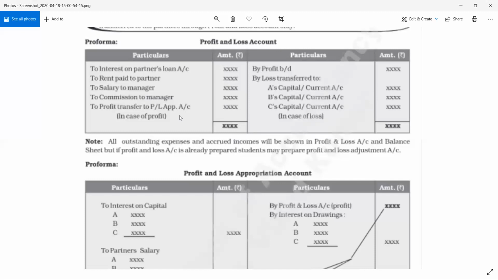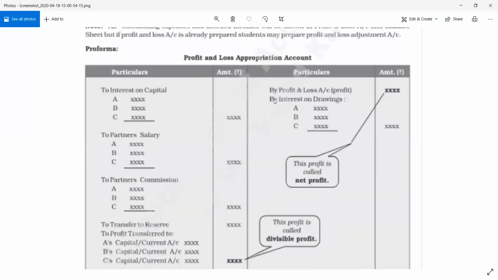Now if there is profit, this profit will come in the profit and loss appropriation account here. By profit and loss account से आएगा. ठीक है, net profit यहाँ पे आ गया. This is the profit coming from the profit and loss account, and we call it net profit. ठीक है, उसे हम लोग net profit बोलते हैं. क्लियर है? Net profit.